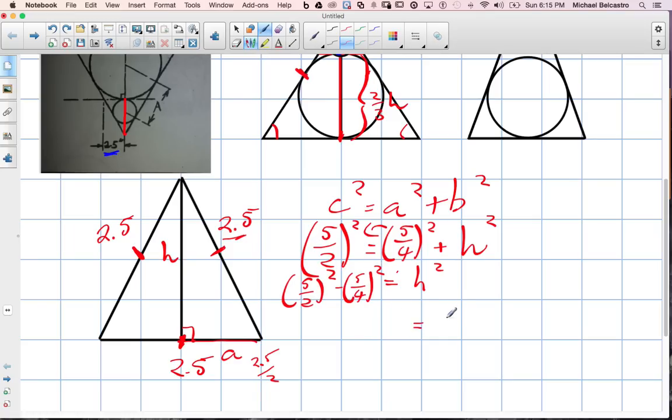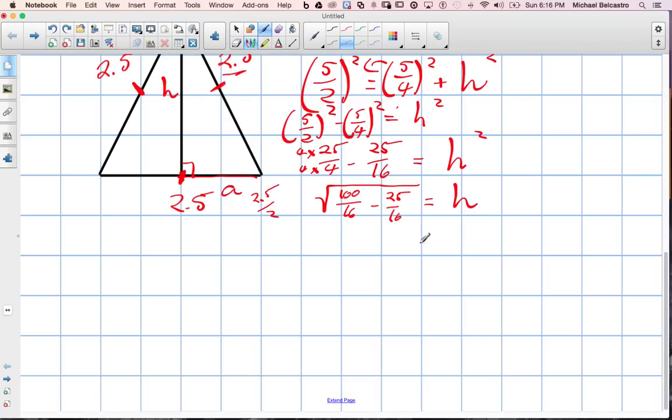Great. Let's keep going here. H squared is equal to 25 over 4 minus 25 over 16. I squared those two values. And to get h by itself, I actually have to find the square root of this side. Square root of. I'm going to change the denominators to both 16, so I have to multiply both the bottom and the top by the value 4. So we get 100 over 16, subtract 25 over 16. Okay, and that actually works out to the root of 75 over 16.